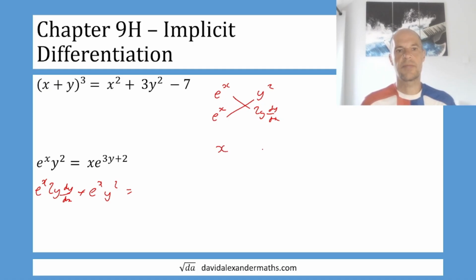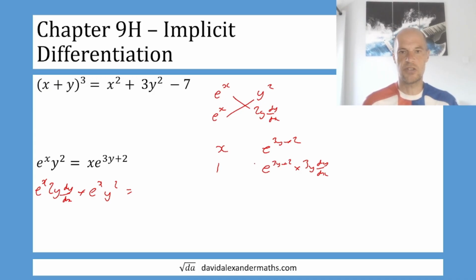x e to the power of 3y plus 2, x becomes 1. Now when we're differentiating a power of e, we write out the whole thing again, and then we multiply by the derivative of the power. Now what is the derivative of 3y plus 2? Well, that's going to be 3 dy by dx. So another way of writing this would perhaps be 3y e to the 3y plus 2 dy by dx.